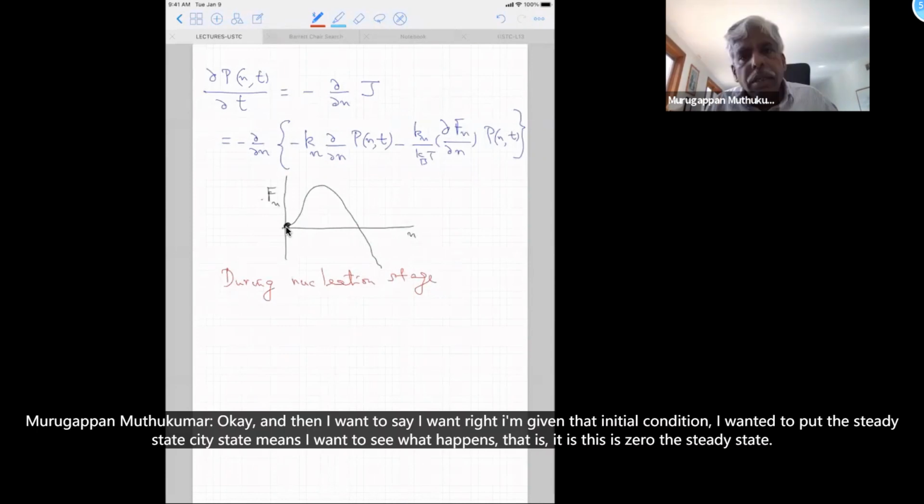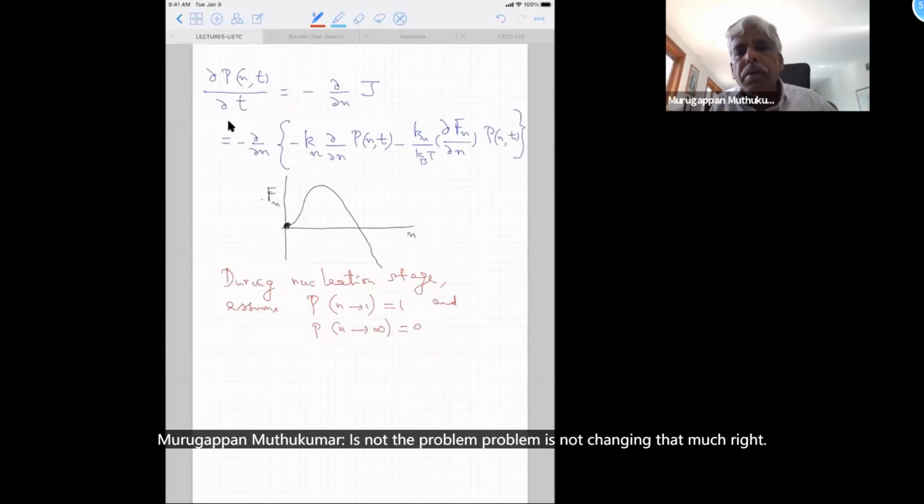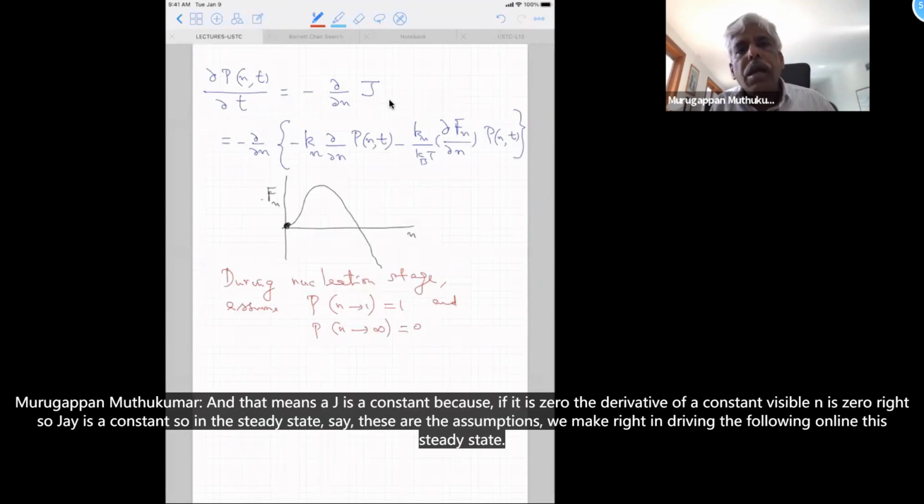Okay, and then I want to say, given that initial condition, I want to look for the steady state. Steady state means I want to see what happens when this is 0. In the steady state, the probability is not changing that much, and that means that J is a constant, because if this is 0, the derivative of a constant is 0. So J is a constant.